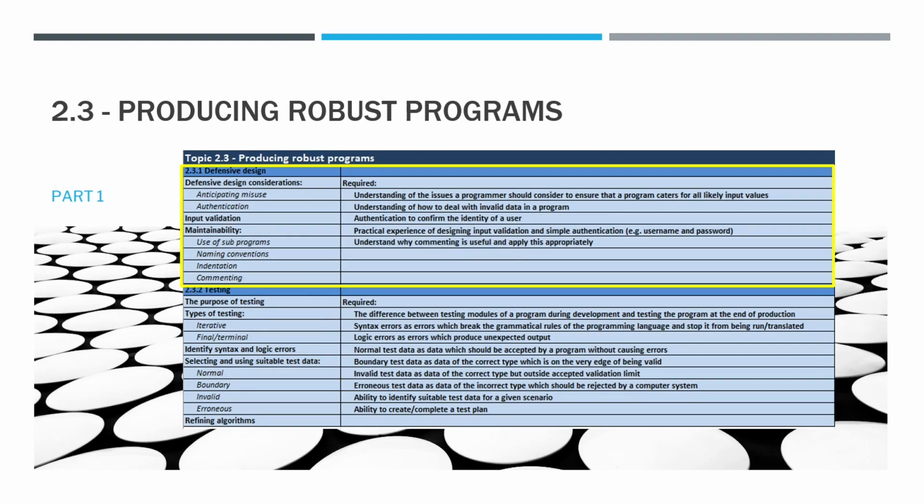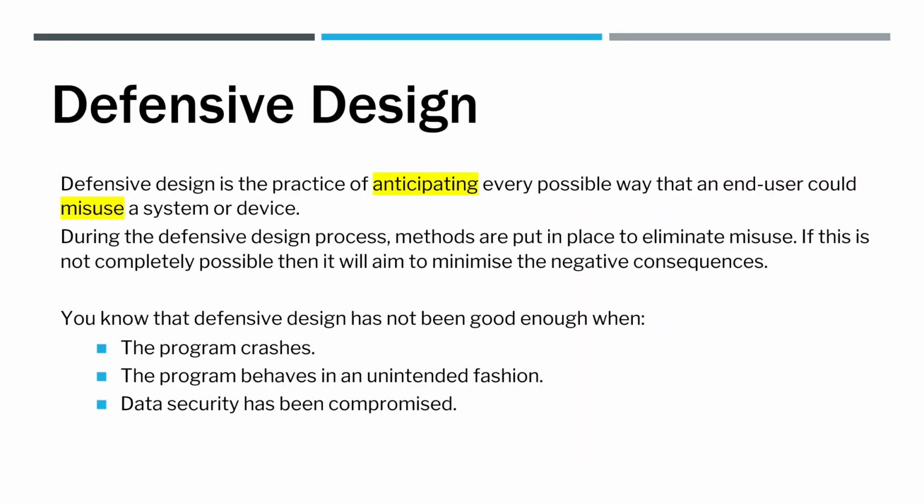Right, so in a nutshell, 2.3, producing robust programs. In the first part, we'll go through 2.3.1. So what is defensive design? Well, the idea of defensive design is creating a program to anticipate any way that the end user could misuse the system. So you design the program to avoid that.